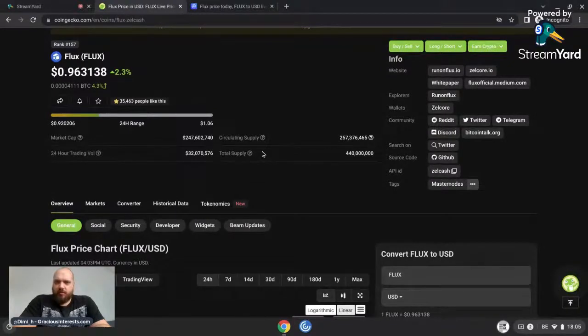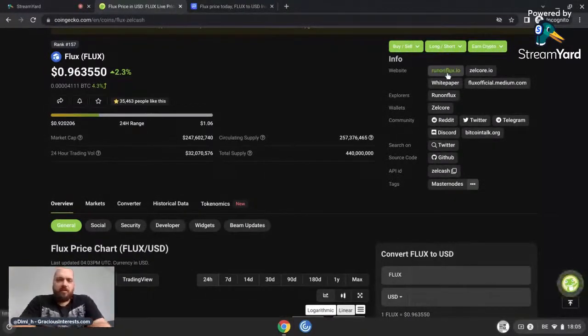Circulating supply, 257,376,465 coins or tokens. Is it a coin or a token? Quickly looking here, we've got the explorer. Yeah, it has its very own blockchain, so we can consider it as a coin. Total supply, 440 million. It has a max cap, which in my opinion is a very good sign future-wise, by reason you create scarcity in the long term.